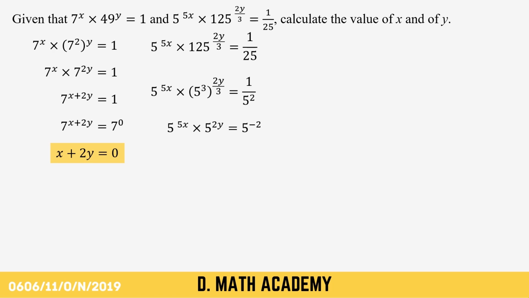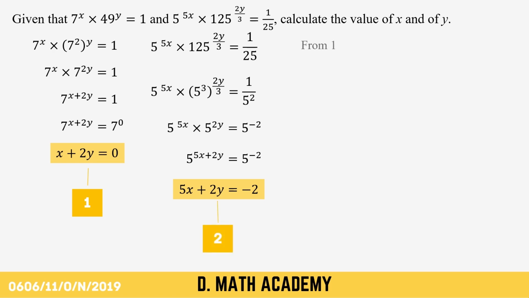So now that I have all the bases the same, I can write it as 5 to the power of 5x plus 2y equals to 5 to the power of negative 2. Extract the power section, then I got my second equation as 5x plus 2y equals to negative 2.